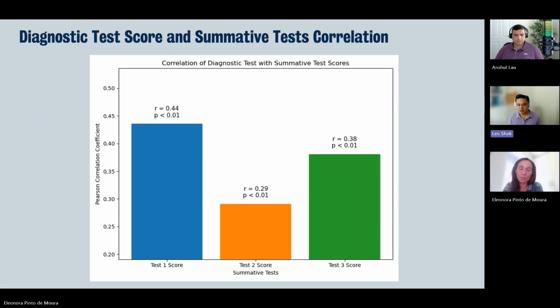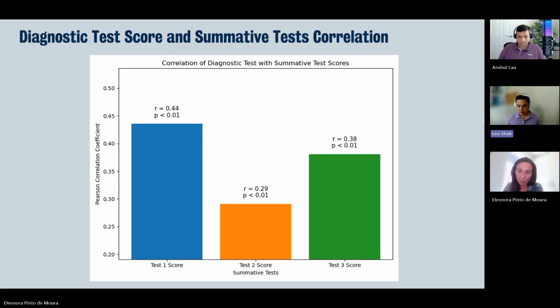So first, we find that the diagnostic test result has very high correlation with any of the actual summative test results. So you can see that the diagnostic test result has a very positive correlation with our test 1, test 2, and test 3, and also the final exam, which is not presented on this page. And the significance, for those who understand, is very high, or the p-value is much smaller than 0.01.